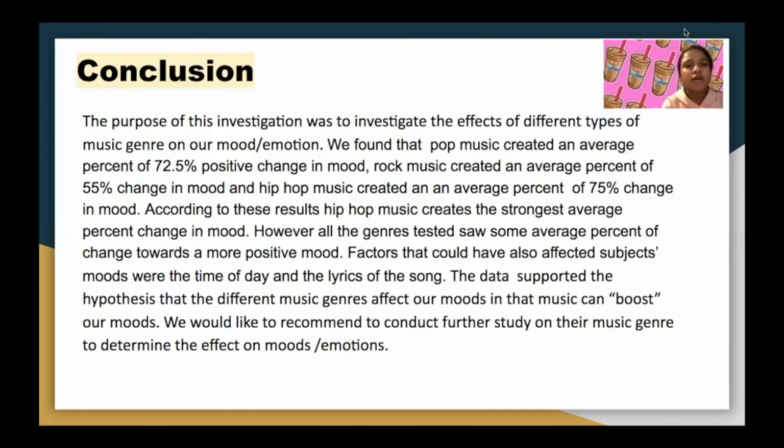However, all the genres tested saw some average percent of change towards a more positive mood. Factors that could have also affected the subjects' mood were the time of day and the lyrics of the song. The data supported the hypothesis that different music genres affect our mood. We would like to recommend conducting further study on music genre to determine the effects on mood/emotions.